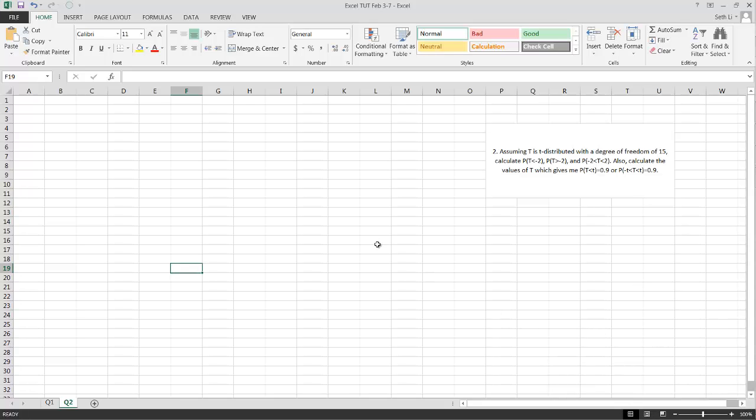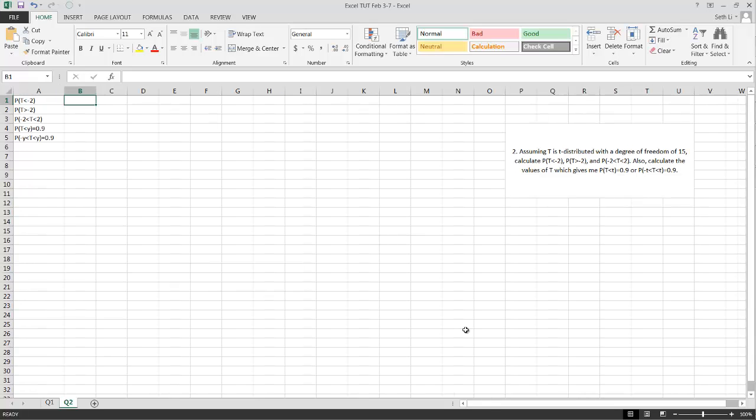Right, so question 2 is very similar to question 1, but instead of using a normal distribution, now we're going to be using a t-distribution, which looks very similar to a normal distribution, except for the fact that it has fatter tails. Right, so the first question I want to know is the probability that t is less than negative 2 in a t-distribution with a degree of freedom of 15.